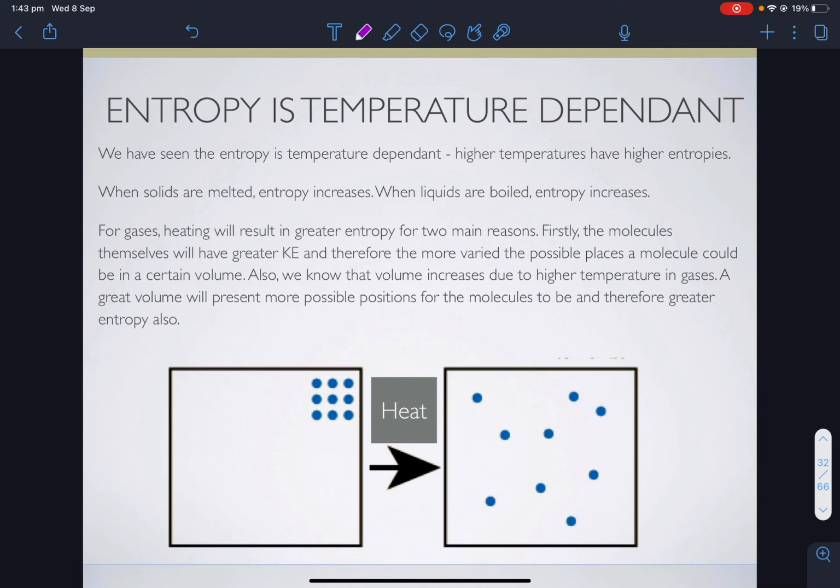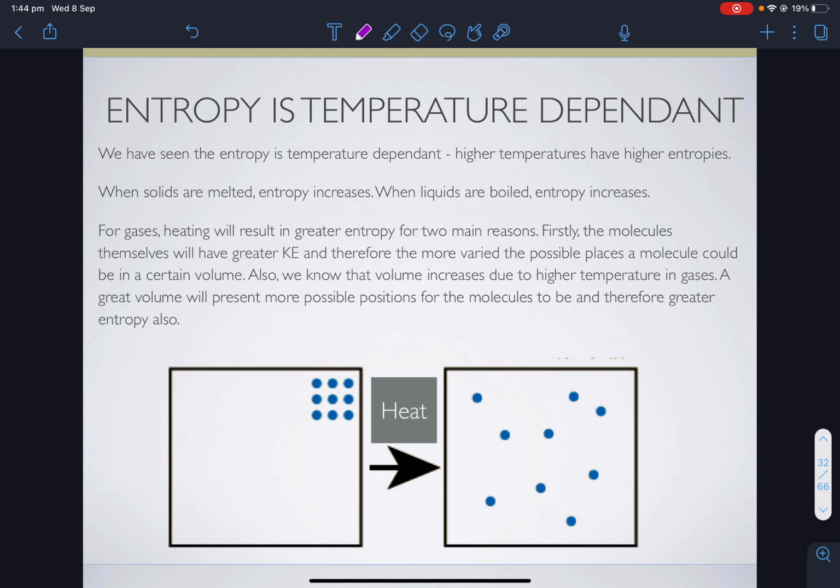Hello, we're going to start to quantify entropy here and talk about how it's measured as well. So first thing that I want to mention is this fact here. Entropy is temperature dependent, okay? So we've seen that entropy is temperature dependent. Higher temperatures have higher entropies.